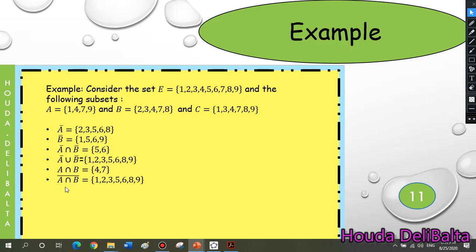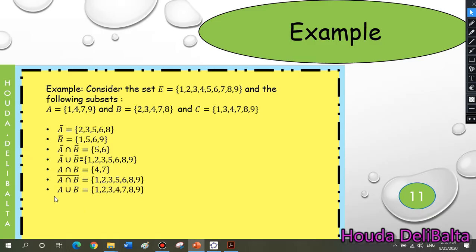So first of all I have to find A intersection B, and it's found here. Then I have to make the complement for this set. What's the complement for A intersection B, which is just including 4 and 7? Surely I have to search for the missing elements that are 1, 2, 3, 5, 6, 8, and 9, exactly as you see here.